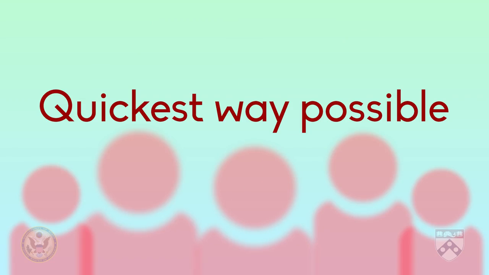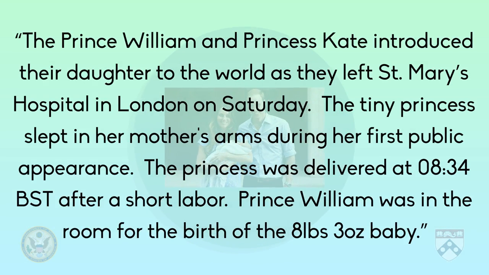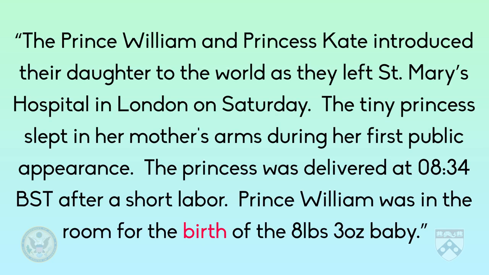Let's look at an example of a summary lead. Prince William and Princess Kate introduced their daughter to the world as they left St. Mary's Hospital in London on Saturday. The tiny princess slept in her mother's arms during her first public appearance. The princess was delivered at 8:34 British Standard Time after a short labor. Prince William was in the room for the birth of the 8-pound, 3-ounce baby. In this type of lead, it's clear what happened, who was involved, and where and when it occurred.